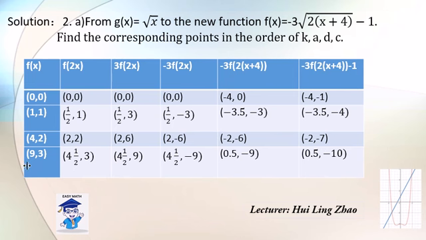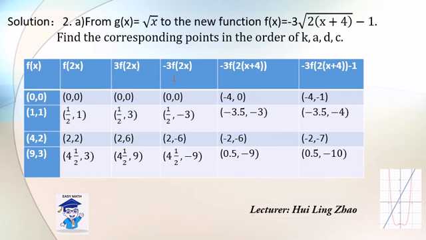Last point is 9 and 3. f2x, this k is 2, so change x. And 9 over 2 is 4 and 1 over 2. The y has no change, still 3. And next put the a is 3, a changes y. So here 3 times 3 is 9, and x has no change.